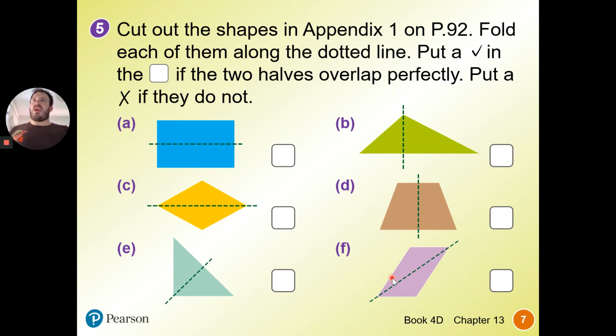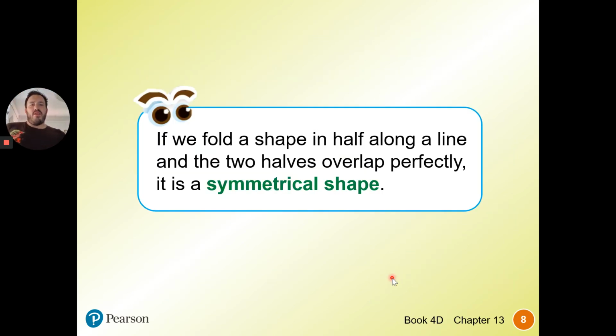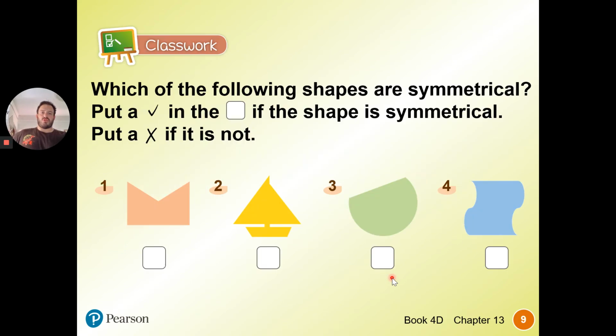So let's take a look. Cut out the shapes in Appendix 1. So that's when we go back to our textbooks. So if we fold a shape in half along a line and the two halves overlap perfectly, it is a symmetrical shape.